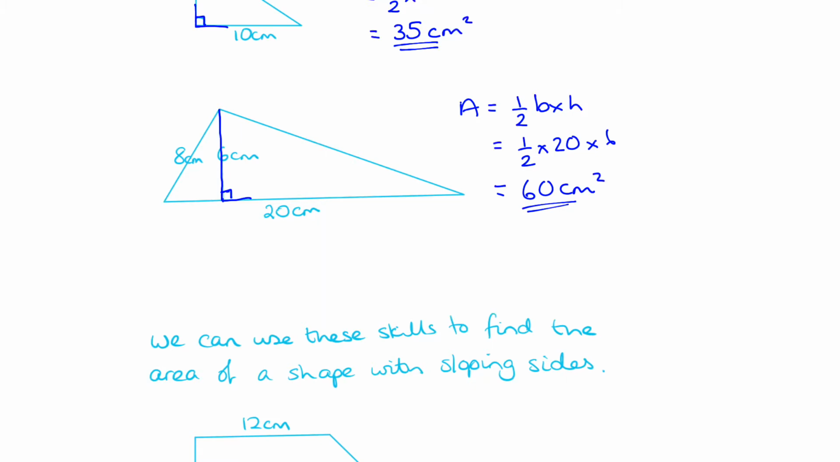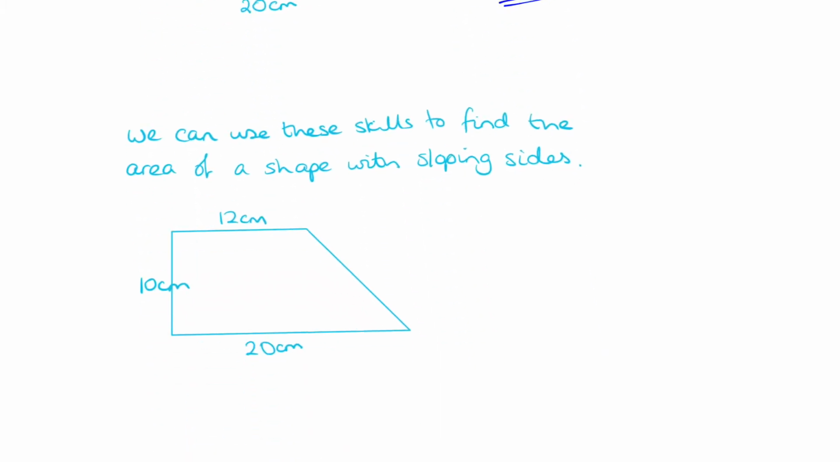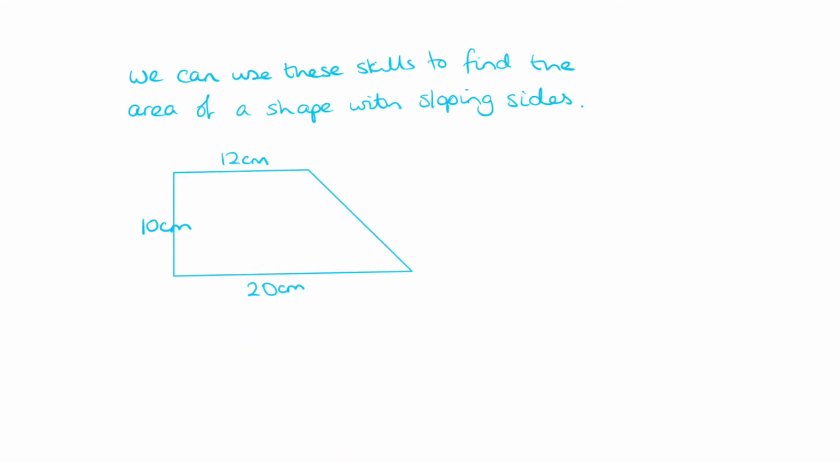Okay, so using those and our rectangle formulas, we can use them to find the area of a shape with sloping sides. So how do you think we might find the area of this? This is actually called a trapezium. It's a quadrilateral because it's got 4 sides and 2 of the sides are parallel. So let's have a think.